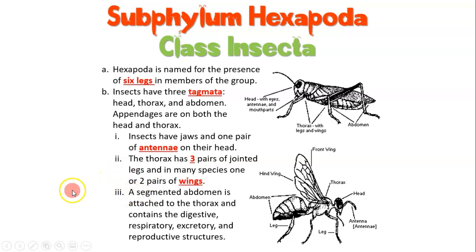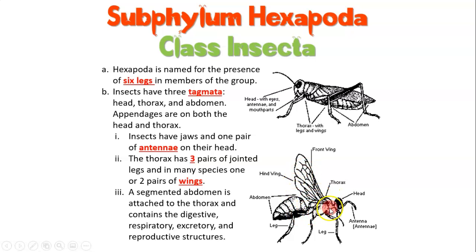A segmented abdomen is attached to the thorax and contains the digestive, respiratory, excretory, and reproductive structures. So we'll see that on these 2 animals here, this wasp. We have the abdomen, where the digestive, respiratory, excretory, and reproductive structures are located. It's segmented. This animal has 2 pairs of wings, front and hind wings.